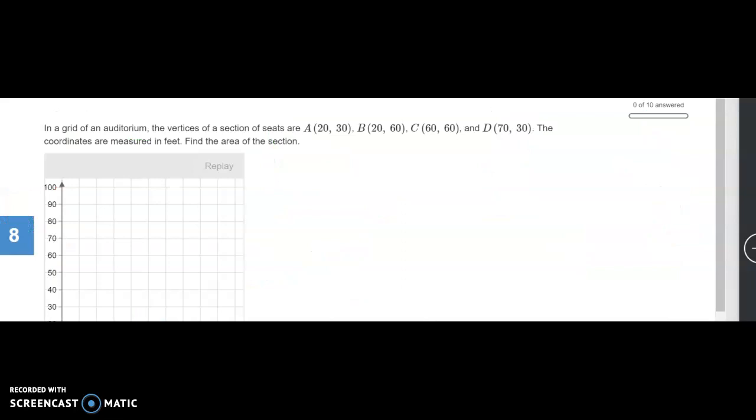Okay, so this is problem number 8, and it says the grid of an auditorium, the vertices of a section of seats, and remember vertices just means points, of a seat are A is (20, 30). Well, A, whenever we see the first number, that is going to be our X. So we're going to do 20 and 30.